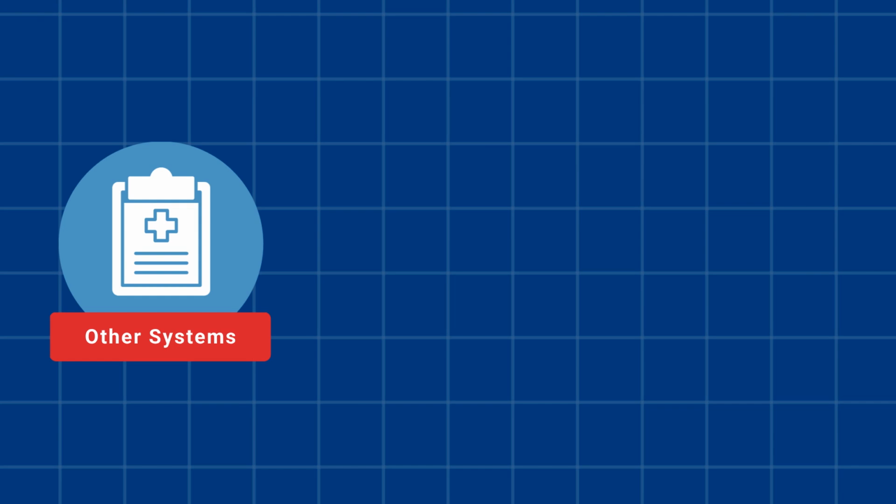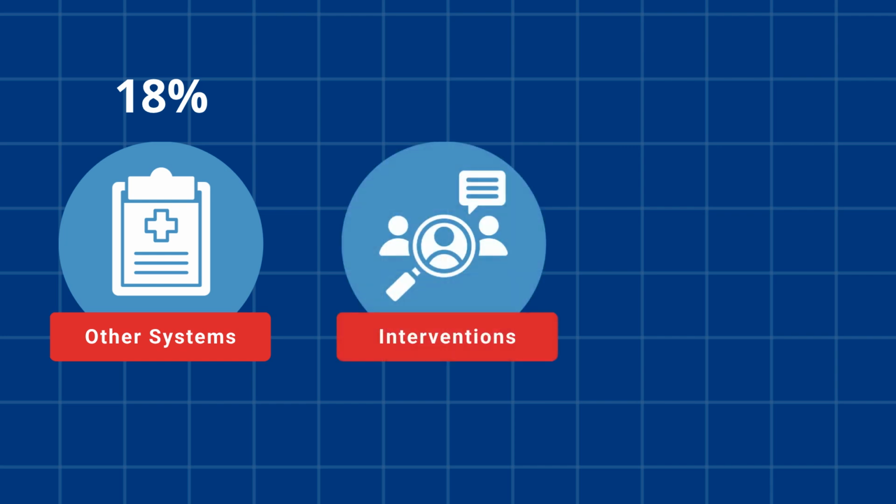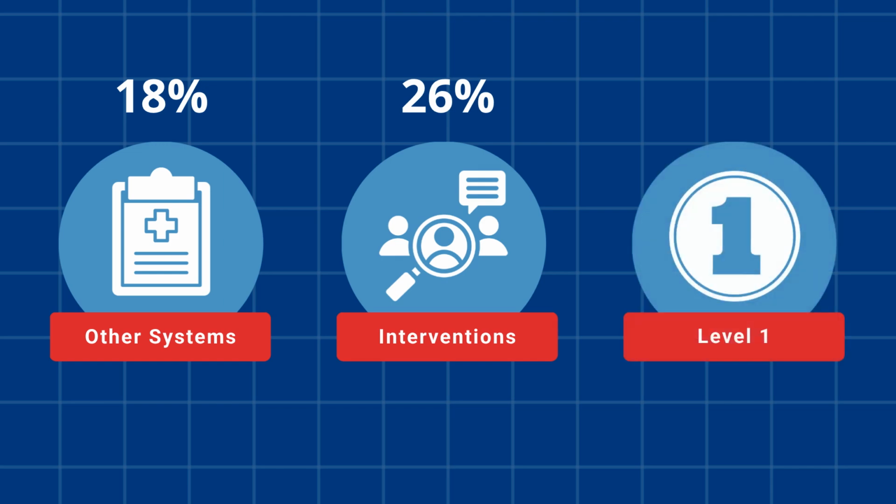This question is an other systems question which represents approximately 18% of all exam items. This question is an interventions question which represents approximately 26% of all exam items. This question is a Level 1 question since the question requires students to possess basic foundational academic knowledge.